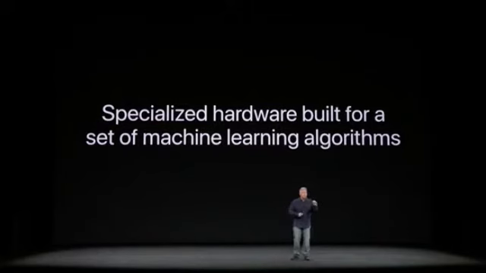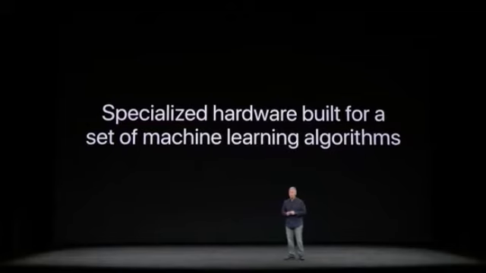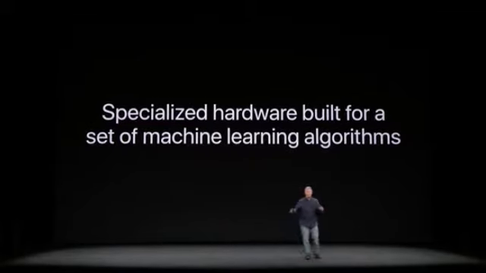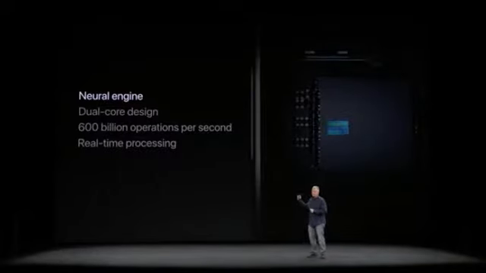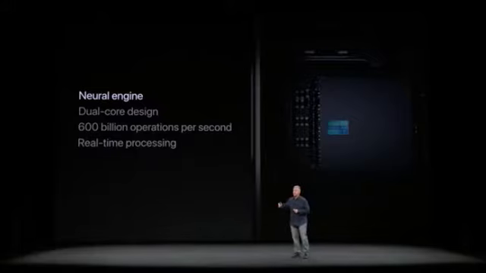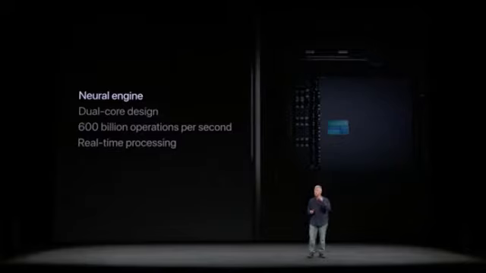Now, the Neural Engine is specialized hardware built for a specific set of machine learning algorithms. This is another example of the incredible collaboration between the hardware and software teams that's only possible at Apple. The Neural Engine is a state-of-the-art ultra-fast processing system. It uses our highest density computing ever. It's a dual-core design. It can perform over 600 billion operations per second, and it's used for the real-time processing of Face ID recognition. But for all of us, it's just super easy and fun to use.